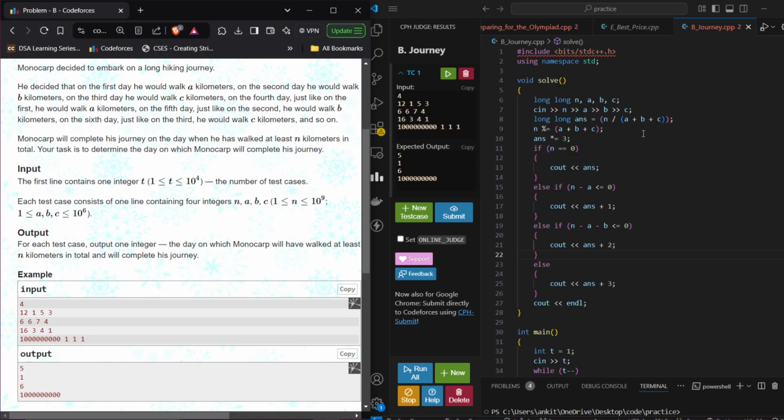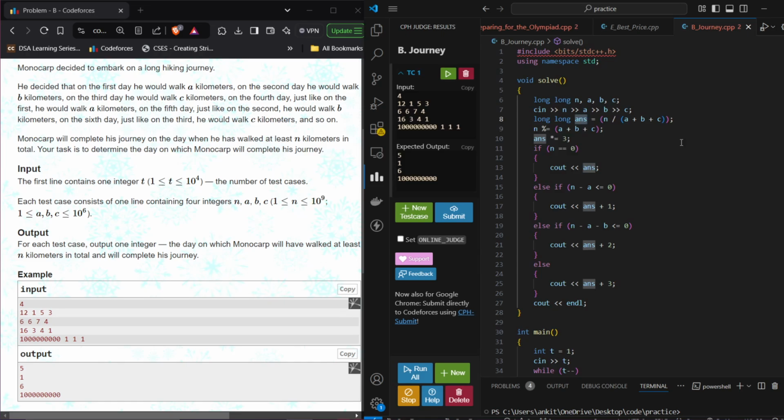That is the idea I followed. I created a variable answer, and that answer is n divided by the sum of a, b, c. So if I have n as 15 kilometers and I have 1, 2, 3, the sum will be 6. 15 divided by 6 will be 2, so answer will have 2. Why 2? Once I have walked 1 kilometer, then 2, then 3, I will have 6 kilometers in 3 days.